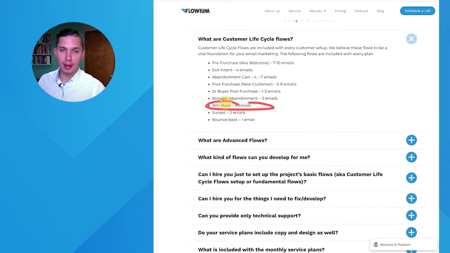And the last one, win back, it's somebody who purchased from you either 1 time, 2 times, 3 times, 5 times, and they did not buy again from you for a specific period of time. So you just want to follow up with them and try to convert them into another sale.